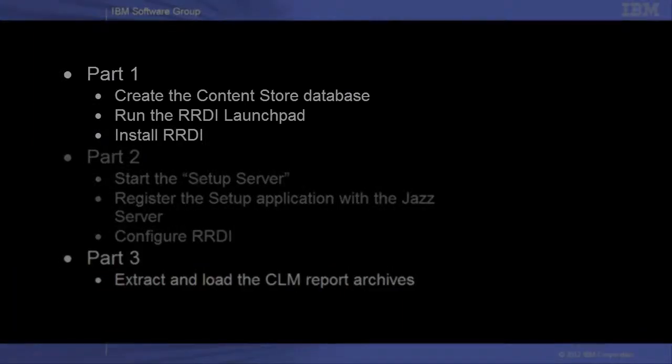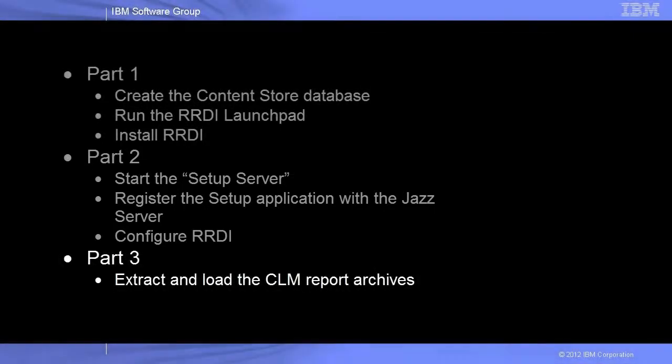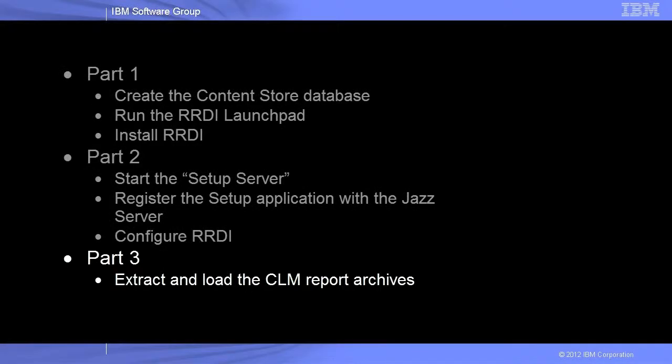Now in part 1 we installed it, created some databases for the content store that we needed, and installed RDI. In part 2 we ran the new setup application to actually configure RDI and make it runnable. And now in the demo for part 3 we'll show the results of part 2 in terms of what you'll get in Cognos, and then we'll extract and load the CLM reports. So you'll see how to get them and load them in, so you'll have the out-of-the-box reports, and then run them. So you'll actually see reports running. So on to the demo.